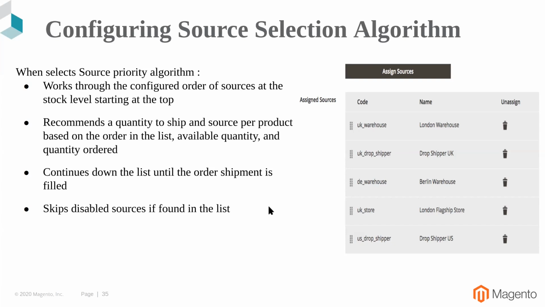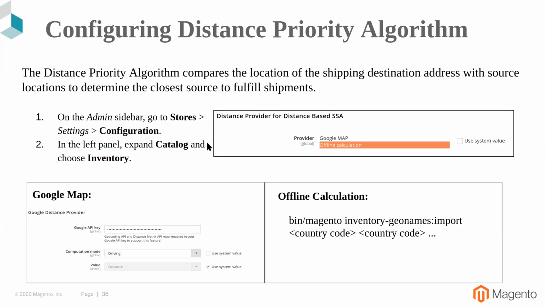Next, we'll see how to configure the distance priority algorithm. For that, you need to navigate to Stores, Settings, Configuration, Catalog, Inventory. You will find the setting Distance Provider for Distance Based Source Selection Algorithm. Here you can select either Google Maps or offline calculation. For the Google Maps setting, you need to provide a Google API key, which you can get from the Google Maps Platform. There are some settings you need to do.